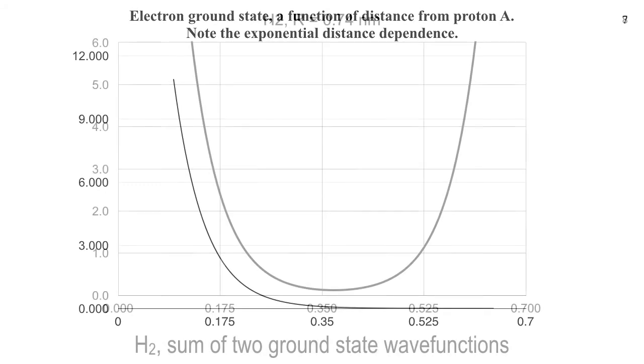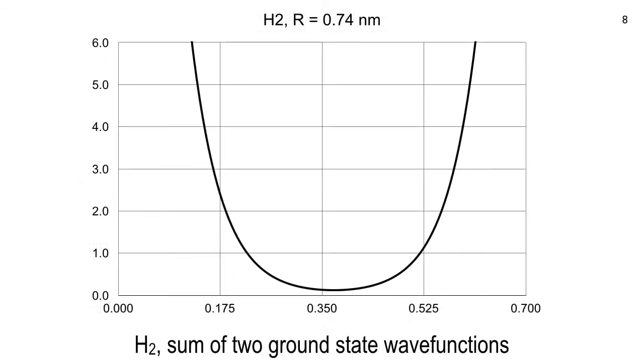Now, here's what the hydrogen molecule looks like. So this is the sum of two ground states, with the same distance scale, a little bit shorter vertically. This is the sum of the two ground state wave functions, one at 0, and the other one out at 0.74. So this is putting the proton B out at 0.74 nanometers.